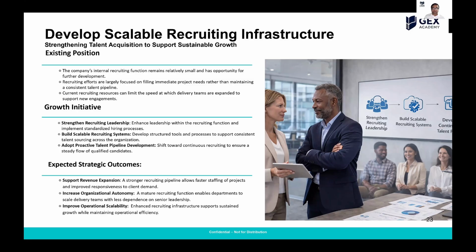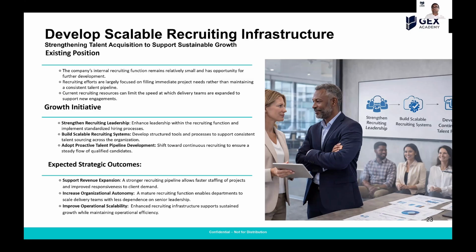The first is enhancing recruiting leadership and implementing more standardized hiring processes. At organizational scale, recruiting often becomes less dependent on individual recruiters and more dependent on repeatable systems. So standardization can improve consistency, candidate quality, and also overall recruiting efficiency, right? The second initiative is building scalable recruiting systems, obviously. So it includes developing structured tools, sourcing processes, recruiting workflows, candidate tracking systems, and performance metrics, all of which can support growth across the organization, right? Strong recruiting systems create operational leverage by allowing teams to manage larger candidate volumes without proportionally increasing overhead.